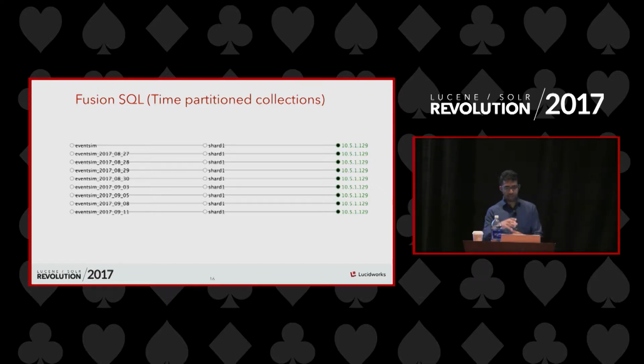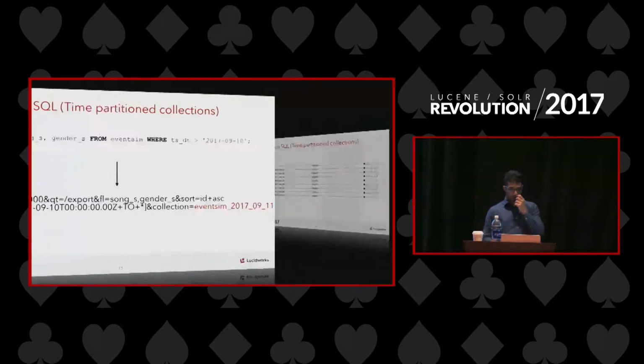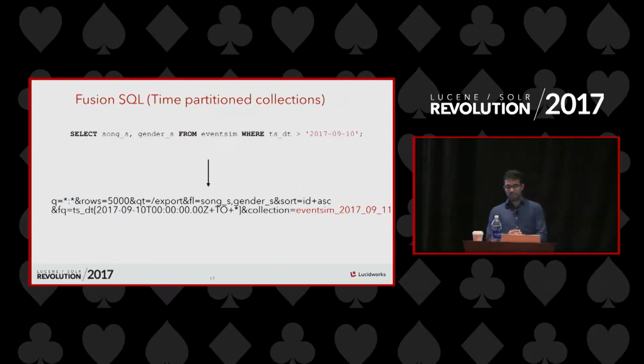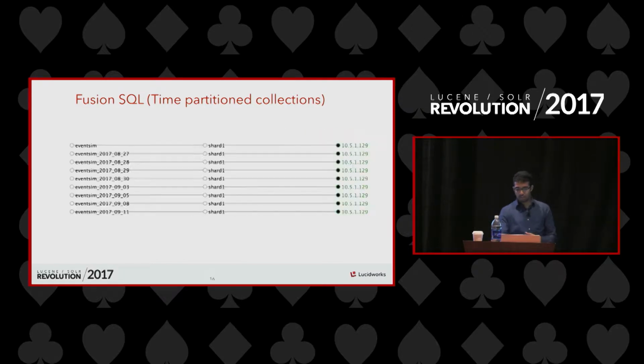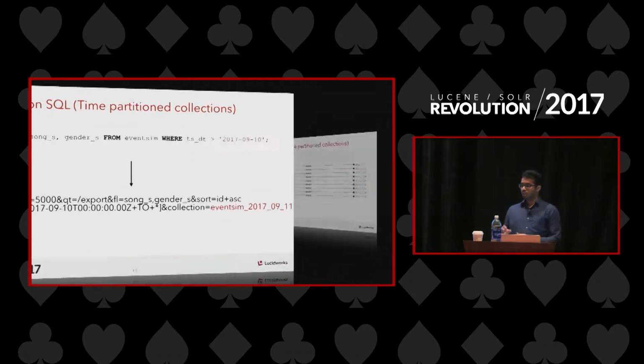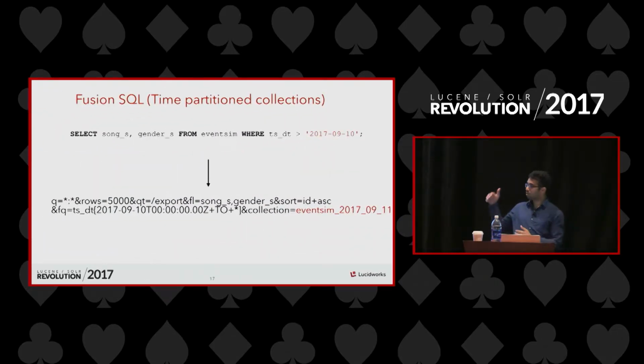So for example, here the user is actually not aware of all the time partition collections. They're only aware of the top thing called event sim. And event sim is just a logical collection. It doesn't hold any data. It just points to a payload there. So when a user queries event sim and says, get me all the documents that have a timestamp above this, we don't actually go to all the collections here and do the query. We only go to the collections that have the data above that specific date range, and that's what we use.